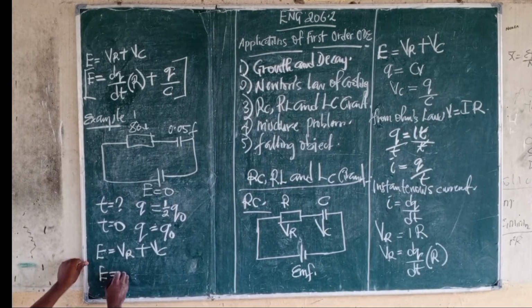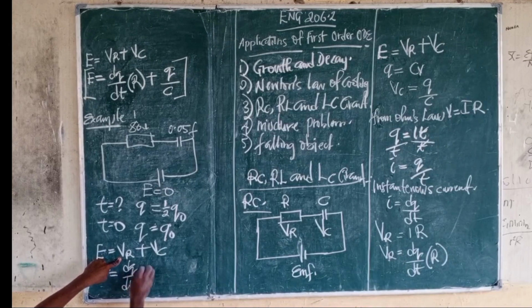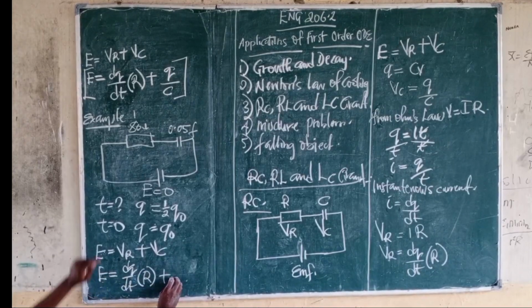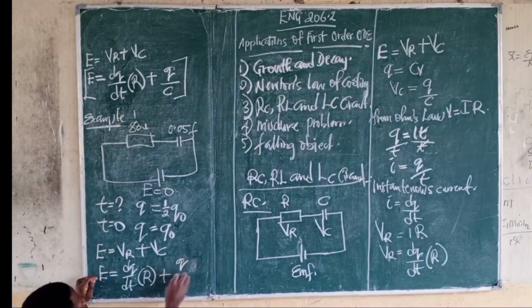Our E equal to what? What is VR? dQ over dt. Plus what is our VC? Q. We know our VC to be Q over C.